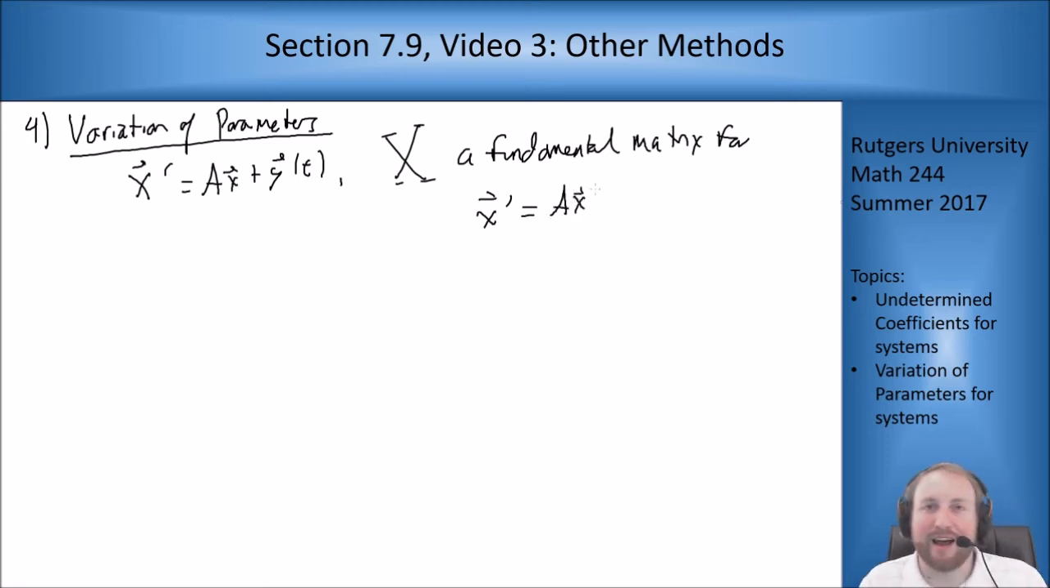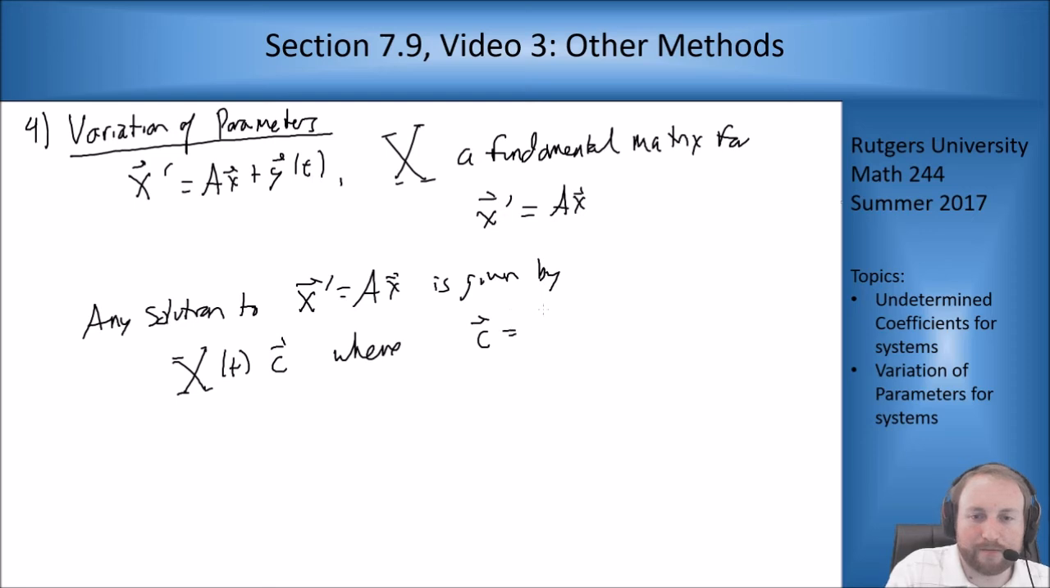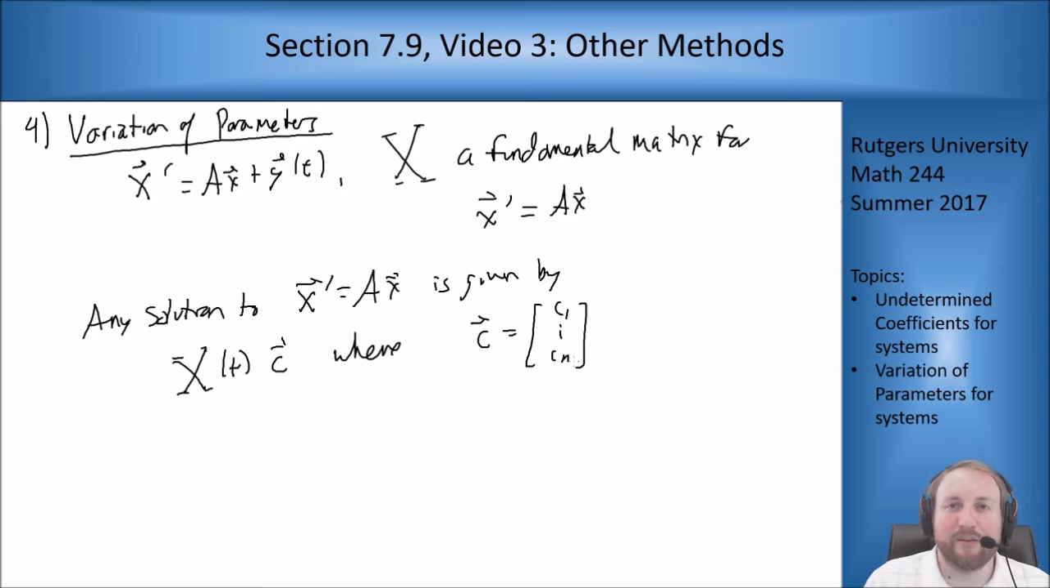This is similar to saying I want to get my general solution for the homogeneous case in second order equations, and then we're going to use it to solve the other ones. Now we know that any solution to x prime equals Ax is given by x, this fundamental matrix, times some constant vector c, where c is a vector c1 through cn. Right, we did this in 7.7, talking about what fundamental matrices do. If you multiply this by a constant vector, you get your general solution to the equation.